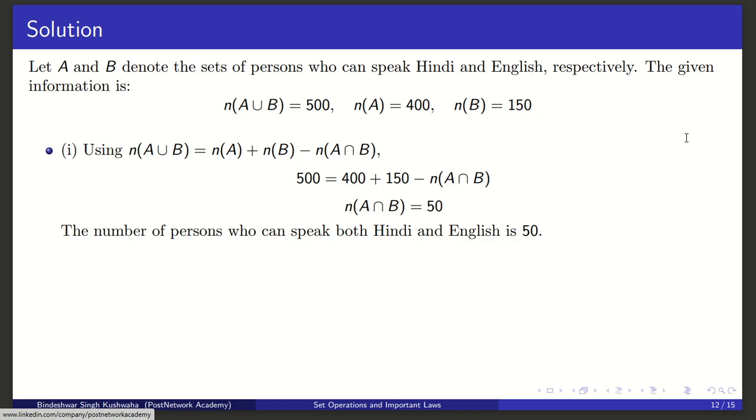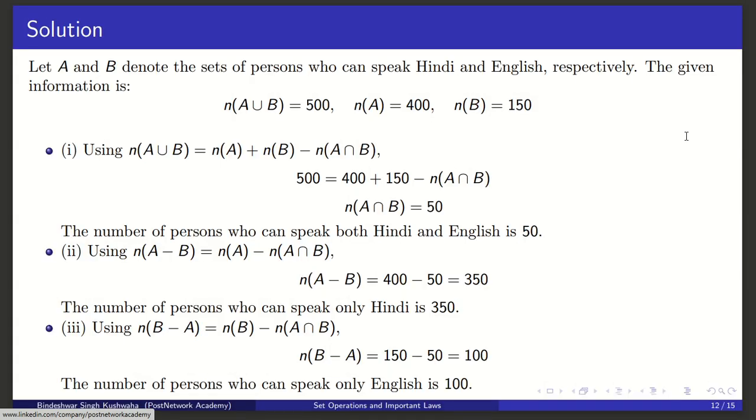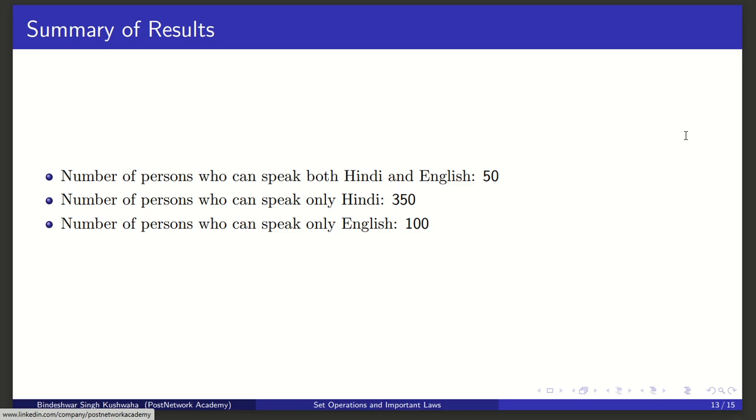The total number is 500, n(A) is 400 and n(B) is 150. Just put in the formula and you can find n(A intersection B), that is the number of people who speak both Hindi and English. The same way, n(A minus B) is n(A) minus n(A intersection B), so the number of persons who can speak only Hindi is 350. Using n(B minus A), the number of persons who can speak only English is 100. So the number of persons who can speak both Hindi and English is 50, only Hindi is 350, and only English is 100.